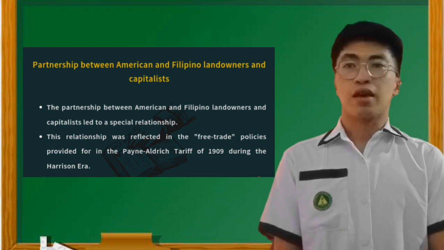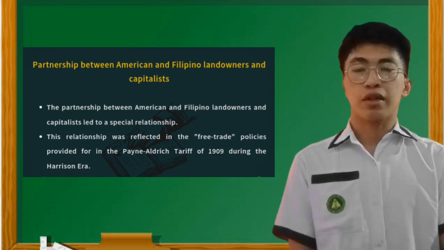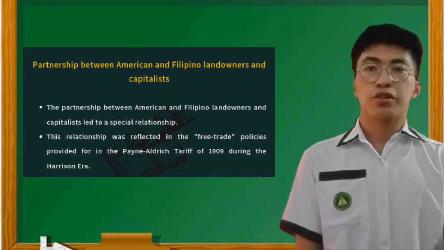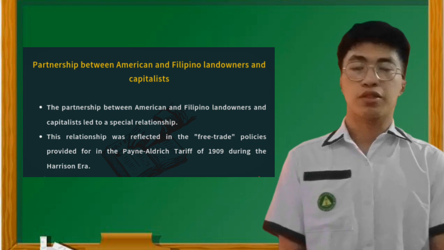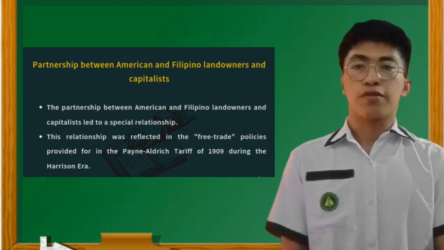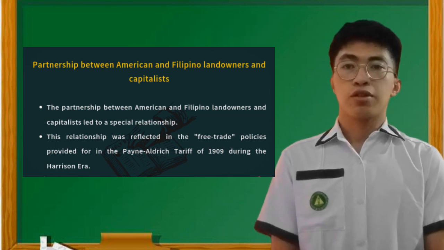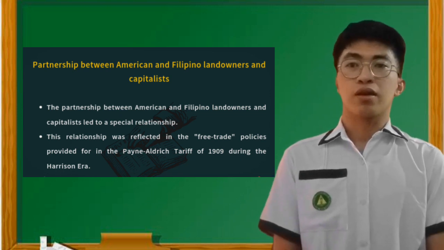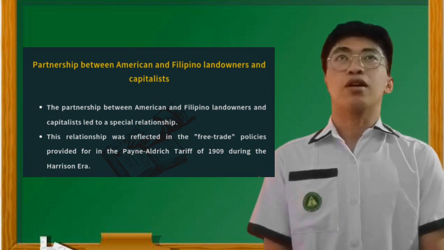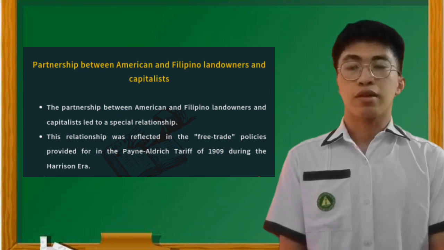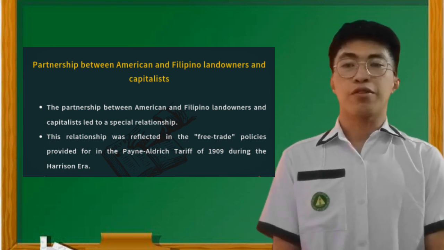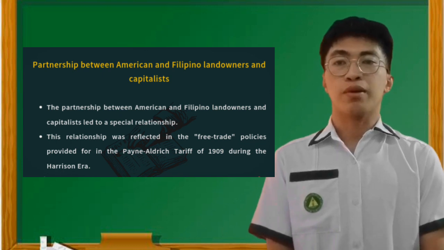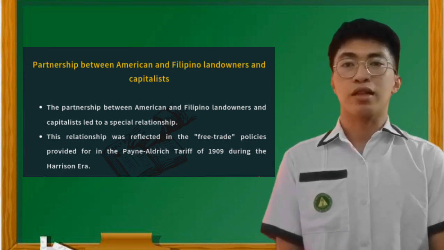The partnership between American and Filipino landowners and capitalists led to a special relationship. This relationship was reflected in the free trade policies provided for in the Payne-Aldrich Tariff of 1909, during the Harrison era. Free trade refers to the free entry of Philippine products into U.S. markets. This means the U.S. market allows the products of the Filipinos to enter legally without paying entry fees, taxes, or other payments required to sell their products to the U.S. market.